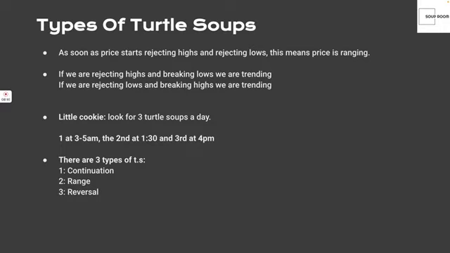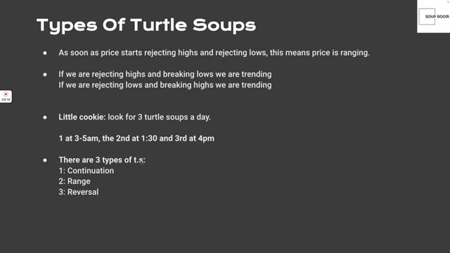Here is a little cookie. Look for 3 turtle soups a day. 1 at 3 to 5 a.m., 2 at 1:30, and 3 at 4 p.m. So 1 turtle soup between 3 and 5 a.m., another turtle soup at 1:30, and a third turtle soup at 4 p.m. Sorry, I meant to say 1:30 p.m., not a.m. This would be New York p.m. session, and this as well.